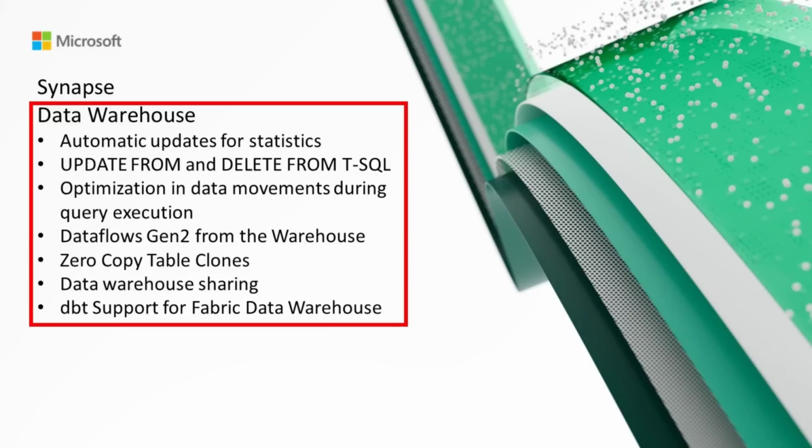Moving on to Dataflows Gen2 for the warehouse. You can now create a new Dataflow Gen2 directly from your warehouse to ingest data. Simply click Get Data and then New Dataflow Gen2. The newly created Dataflow Gen2 artifact will already pre-populate the destination to the warehouse.